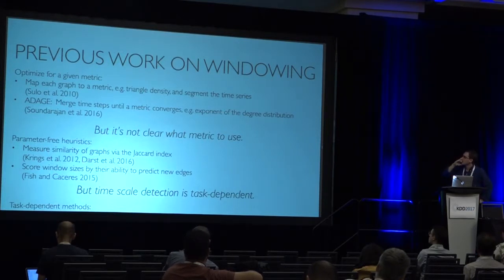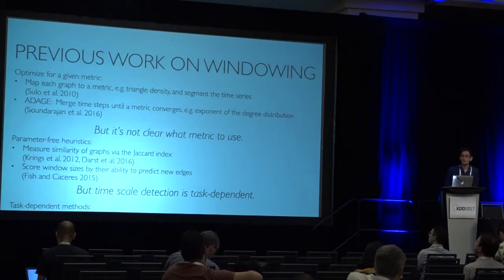So, previous work. One thing that you could do is take a look at a time series related to your sequence of graphs. You could look at some specific metric, like the number of triangles. And that produces a time series, one for each graph in the sequence, and then you could use that to find a good window size. In many cases, that's a great approach. But it's not necessarily clear which metric you should choose. Should you look at triangle density? Should you look at, for example, the exponent you find of the degree distribution using a power law, et cetera? So one way to avoid that is to use parameter-free heuristics that don't require a metric.